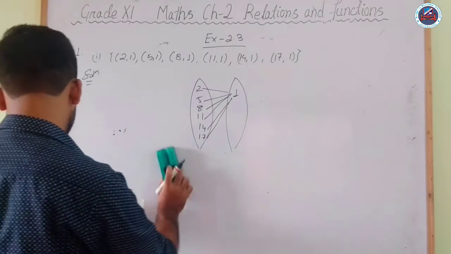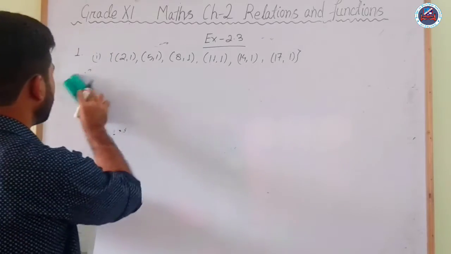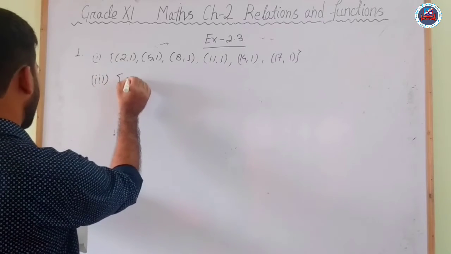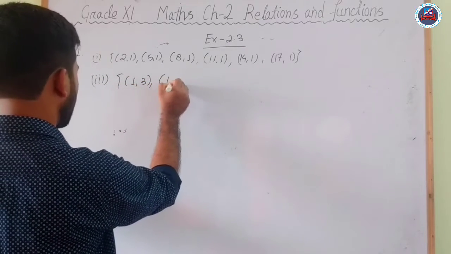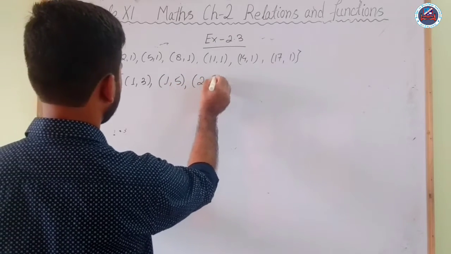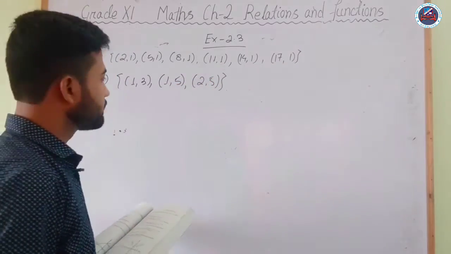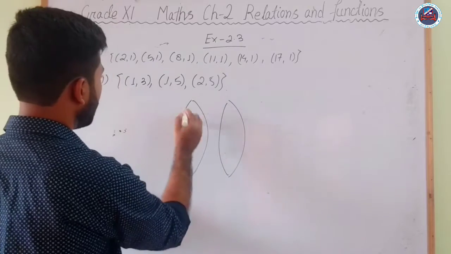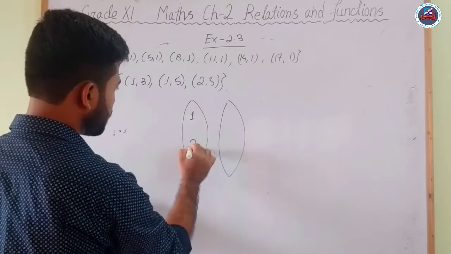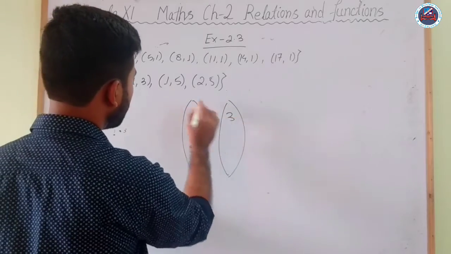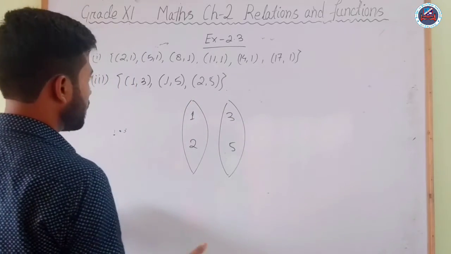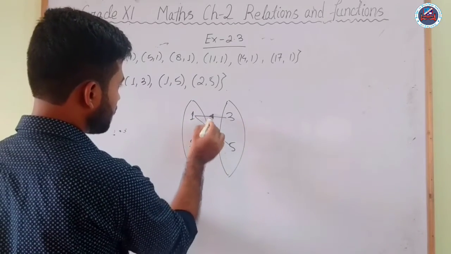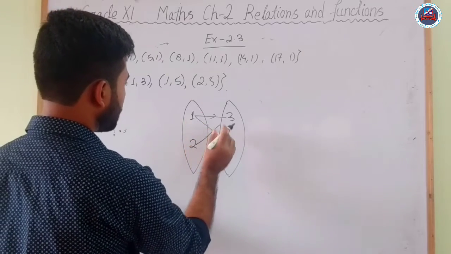Now let us see Roman 3. So in Roman 3 we have the relation (1, 3), (1, 5), (2, 5). So is this relation a function? Let us see. Draw the arrow diagram. Here in the domain they have 1 and 2, and in the range they have 3 and 5. Okay, so how are the ordered pairs associated with each other? 1 is associated to 3, 1 to 5, 2 to 5.